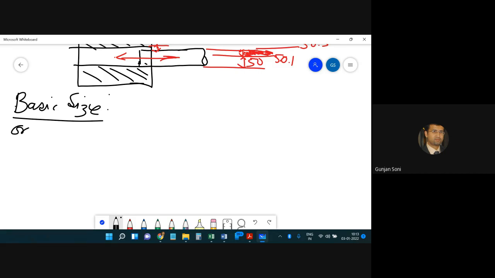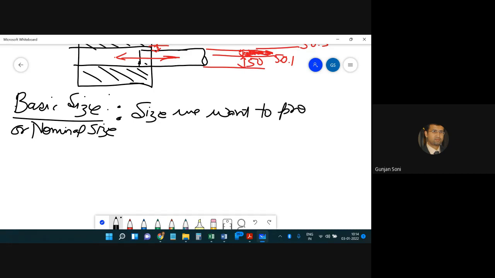Basic, or there's another term, nominal size. It's the size based on which the dimensional deviations are given. So you can say this is the size we want to produce, and we apply the tolerances on this. I mean, plus minus, and this is basic. Basic means this is what I want. Okay.